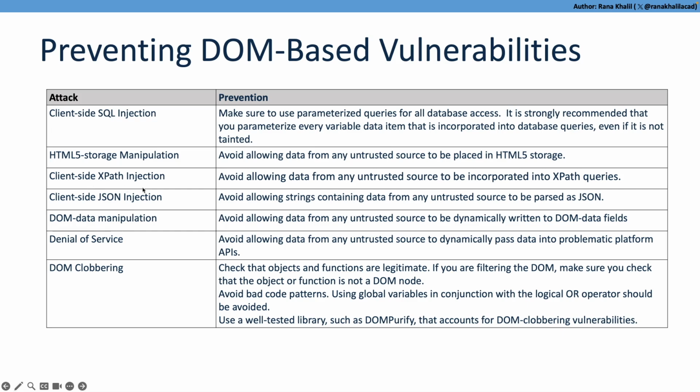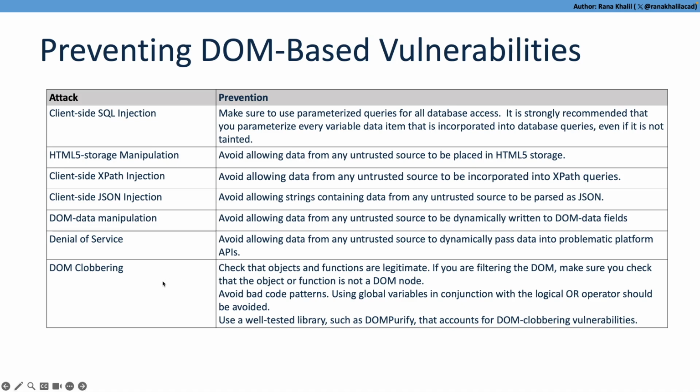For client-side XPath injection, you want to avoid allowing data from any untrusted source to be incorporated into XPath queries. And for client-side JSON injection, you want to avoid allowing strings containing data from any untrusted source to be parsed as JSON. For DOM data manipulation, you want to avoid allowing data from any untrusted source to be dynamically written to DOM data fields. And for denial of service, you want to avoid allowing data from any untrusted source to dynamically pass data into problematic platform APIs that could potentially exhaust the CPU and disk space of the user.